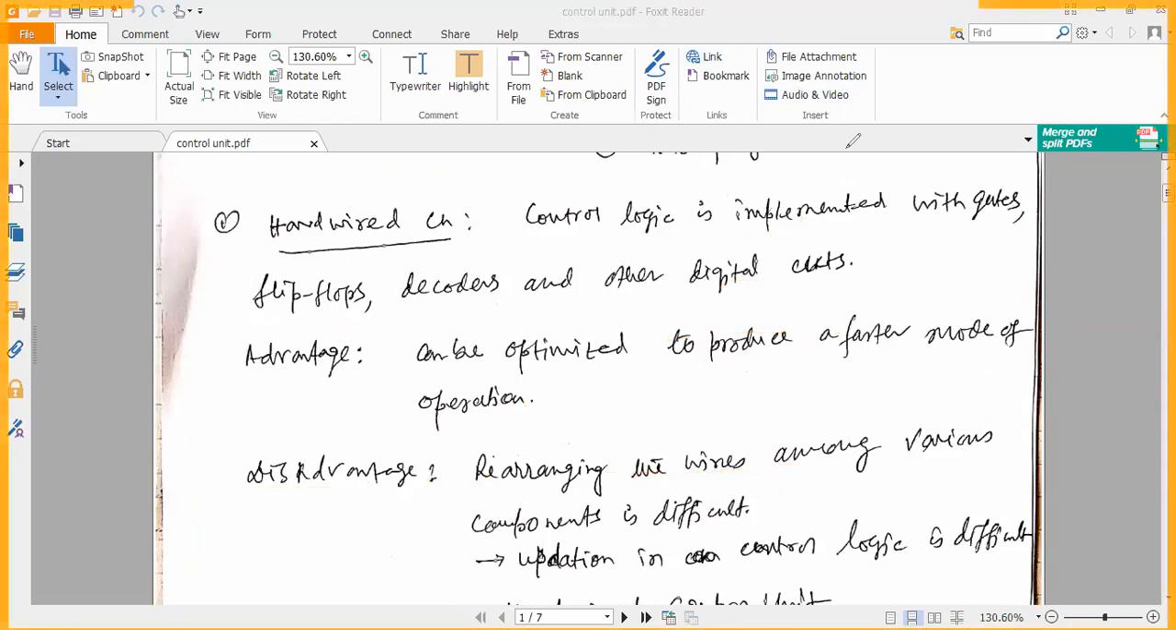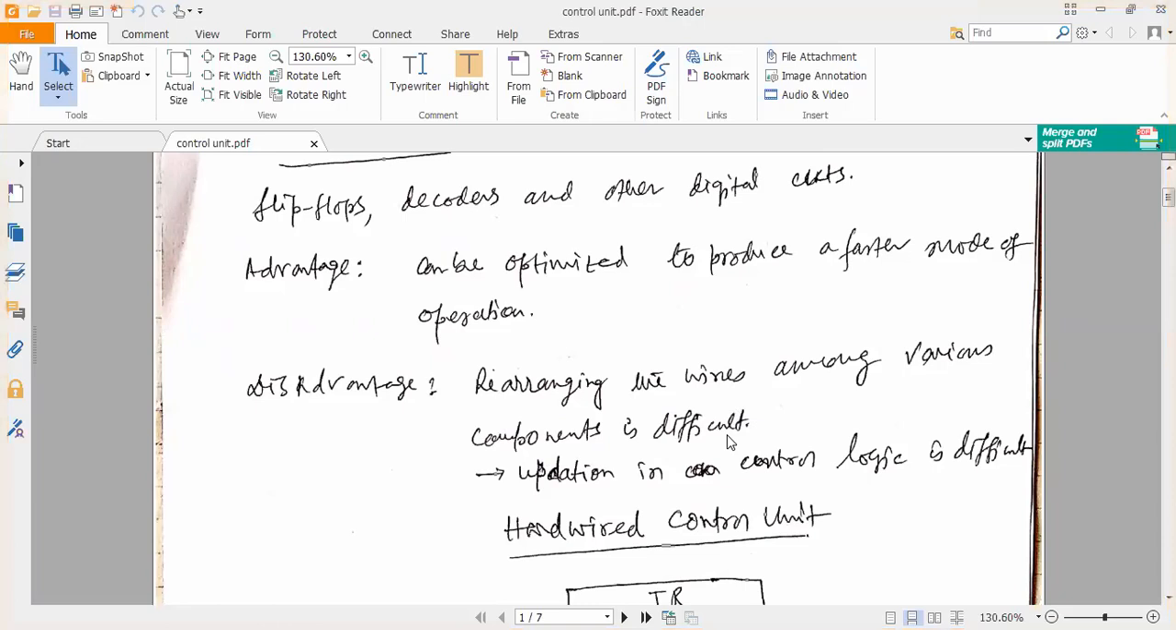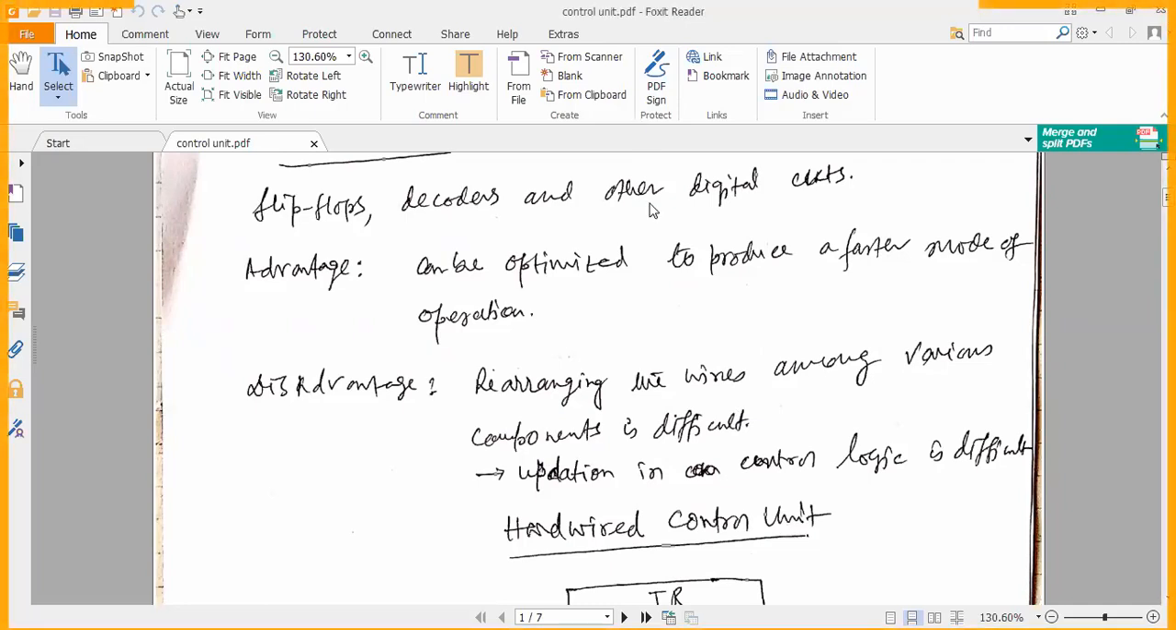So that's why I have written over there. The disadvantage is that rearranging the wires among various components is difficult. If you have lots of circuits, connectivity is also difficult, and also the updation I told you about. If you want to update some circuit, it is quite difficult to add those circuits because previously you made the circuit and that is fixed. So this is the disadvantage.